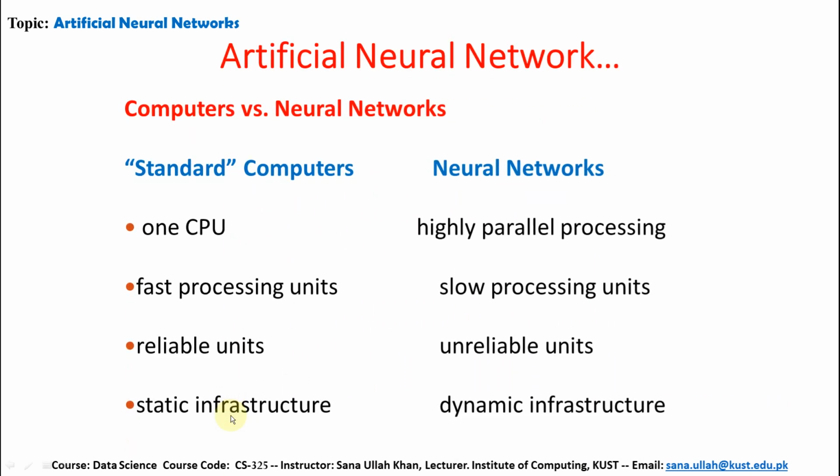So what are the main differences between computers and neural networks? A standard computer contains one CPU, while a neural network contains highly parallel processing. A standard computer has fast processing units, while a neural network has slow processing units. Reliable units, while the neural network has unreliable units. Static infrastructure, while the neural network's best feature is its dynamic infrastructure.